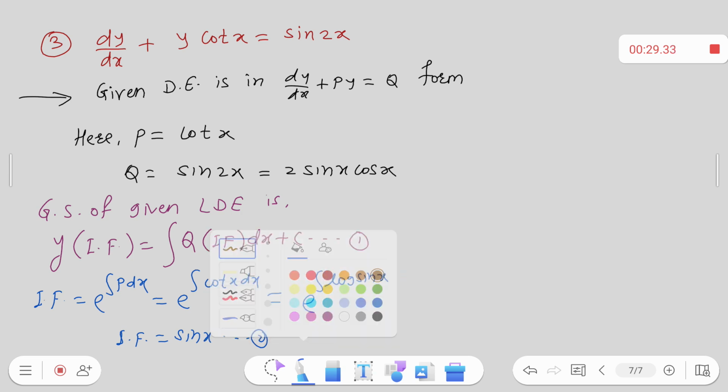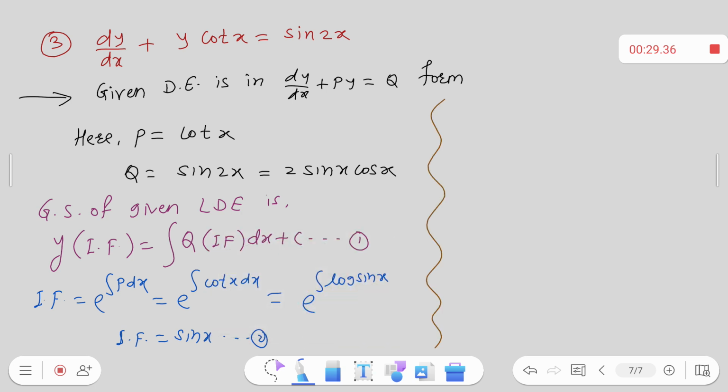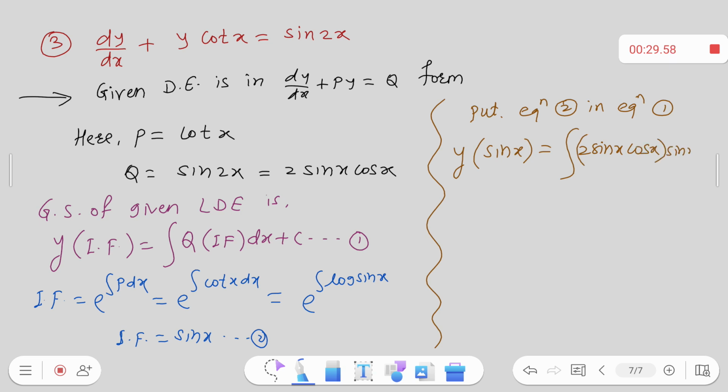Now use the integrating factor in equation 1. Put equation 2 in equation 1. So y into sin x is equal to integral 2 sin x cos x into sin x dx plus some constant of integration c. So y into sin x is equal to integral 2 sin square x cos x dx plus c.